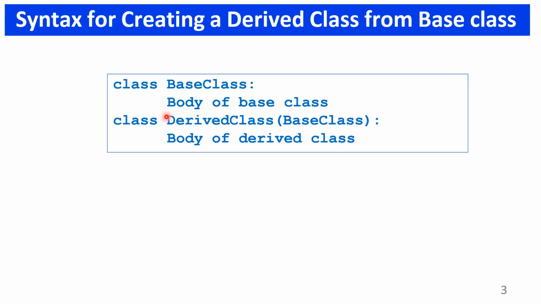Let us see the syntax for creating a derived class from the base class. Let us say we already have the base class, whose name is BaseClass. Here we will be writing the body of the base class. Then we can create a new derived class by writing class DerivedClass, which is the name of the derived class, and we have to mention the name of the base class within the parentheses. Then we can start writing the body of the new derived class.